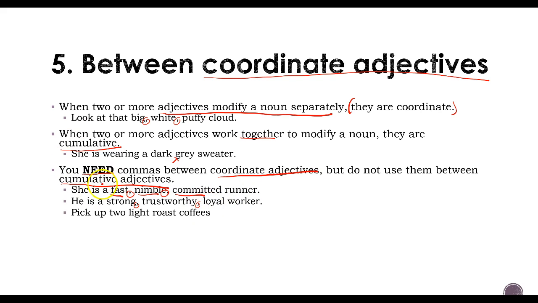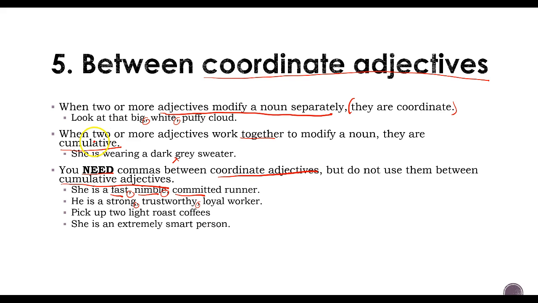Take a look at the other example. Pick up 2 light roast coffees. So in this case, 2 light roast are all building off of one another to describe the coffee. So 2 light roast coffees wouldn't have commas in between because you need each of these to work together to describe the coffee. Pick up 2 light roast coffees. So no commas in there.